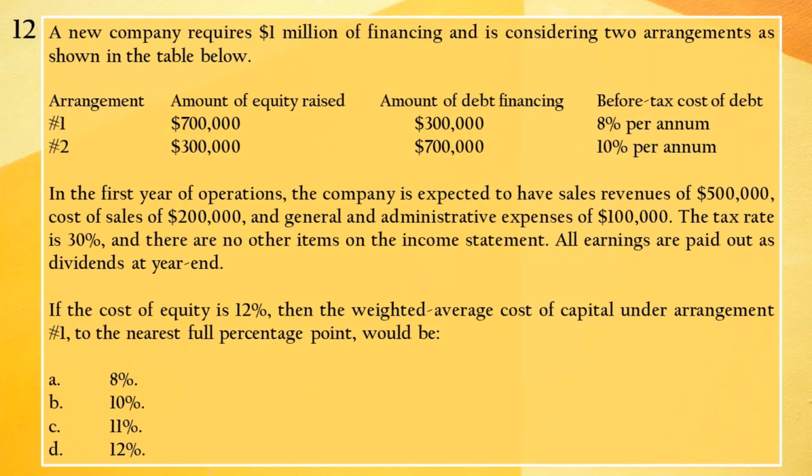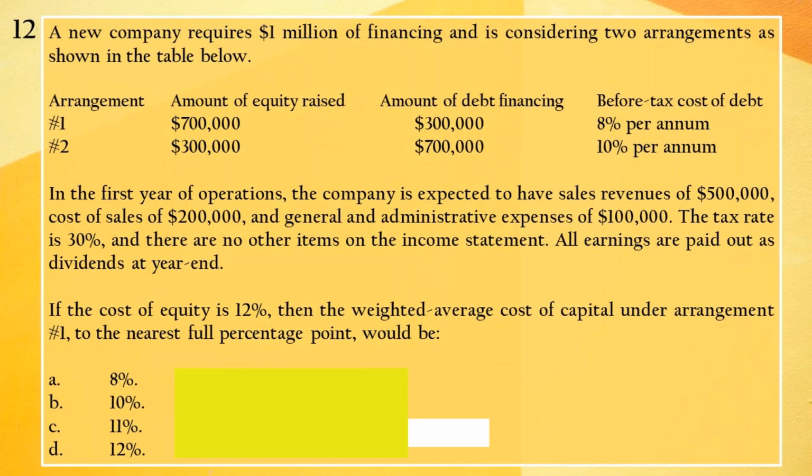If the cost of equity is 12% and the weighted average cost of capital under arrangement 1 to the nearest full percentage point would be A, 8%, B, 10%, C, 11%, or 12%, D. So a few things here. How do we calculate weighted average cost of capital? Because that's what they're asking us.